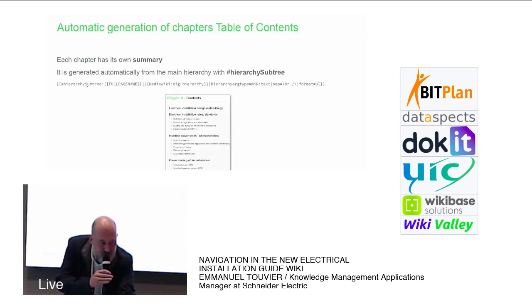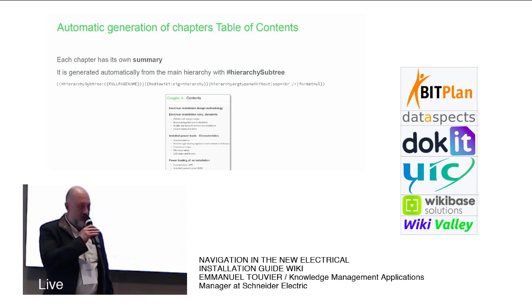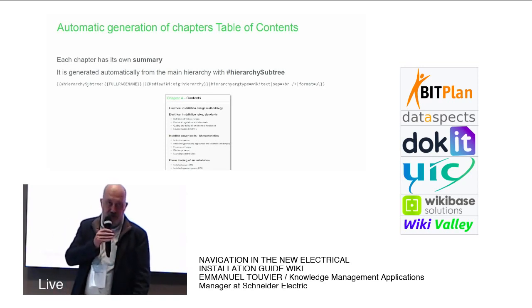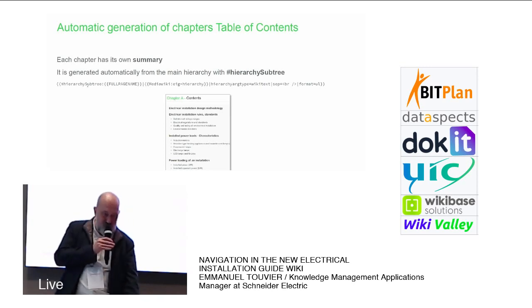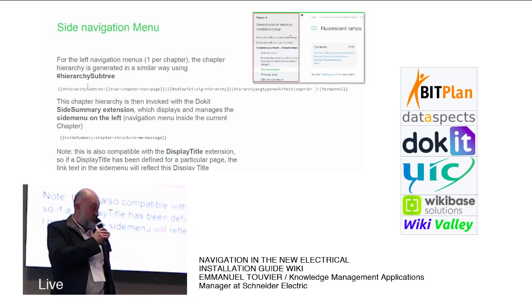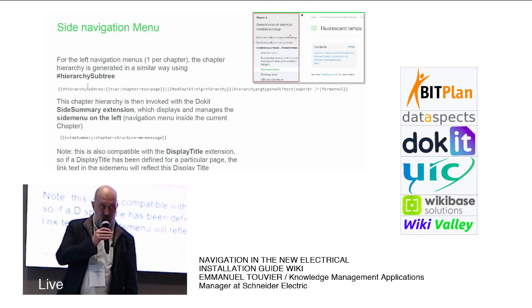Okay, and so each chapter has a summary, as explained by Laurent. With the command hierarchy subtree, we can get the table of contents of each chapter. And for the left menu, what we call the side menu, it's a development from Dockit.